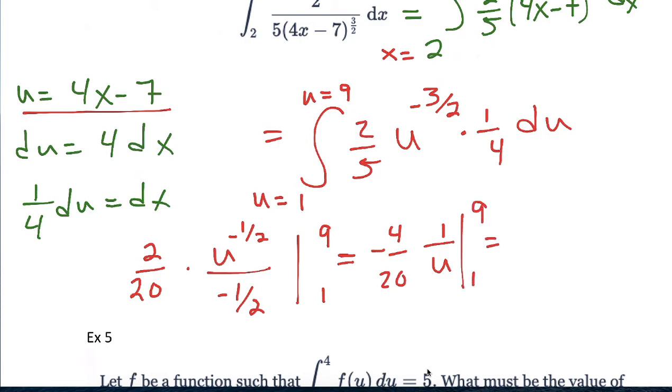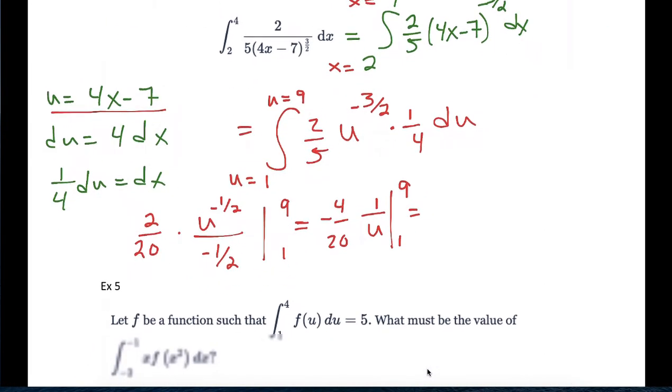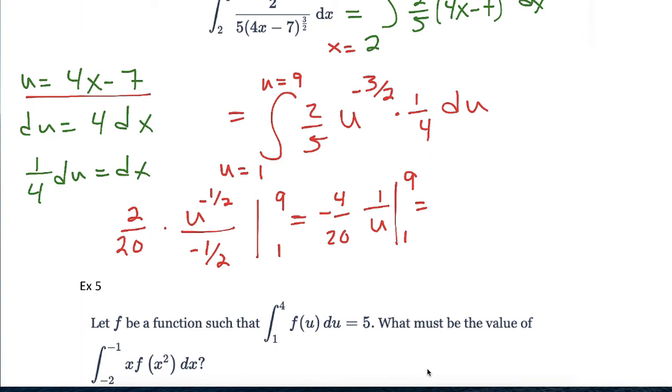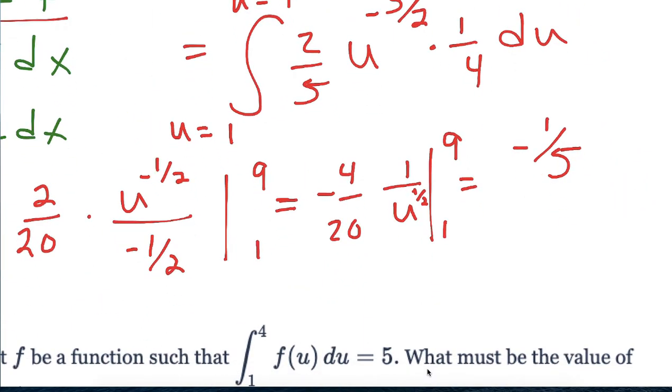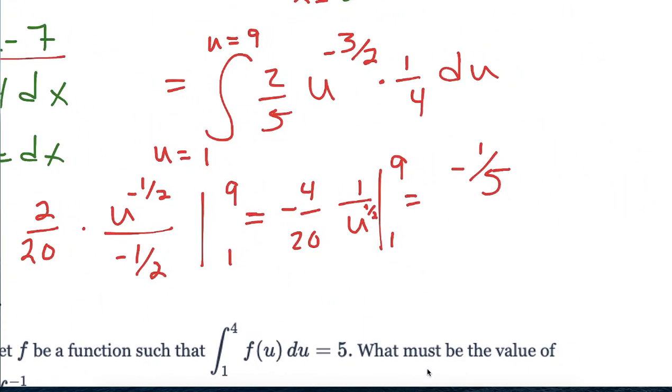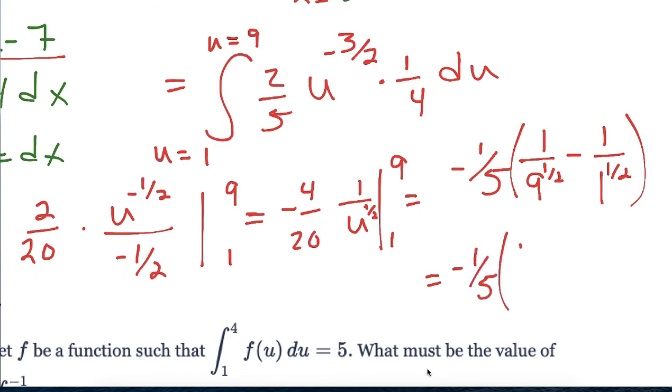So I'm going to do one more step, and I might not finish this because I'm going to run out of room. Maybe I can squeeze it in here. We'll see. But I got negative 1/5. Sorry, this should be u to the 1/2 down here. Okay, so instead of negative 1/2 on the top, I'm going to make it 1/2 on the bottom. So times 1 over 9 to the 1/2 minus 1 over 1 to the 1/2, which is the same thing as negative 1/5, times 1 over 3 minus 1.